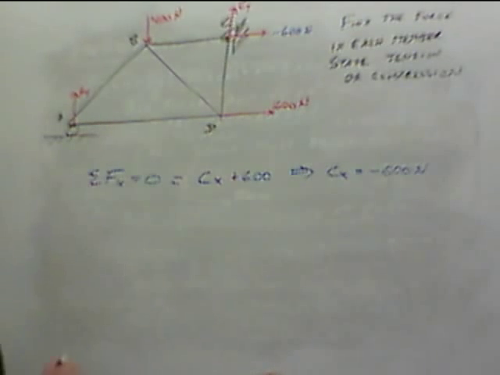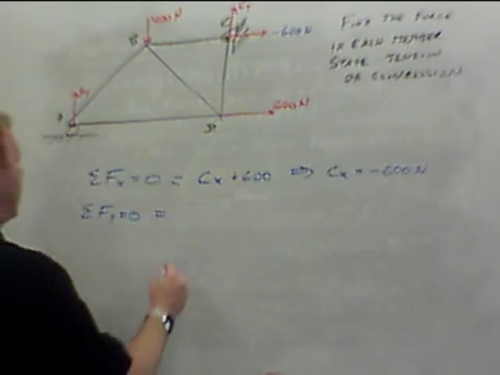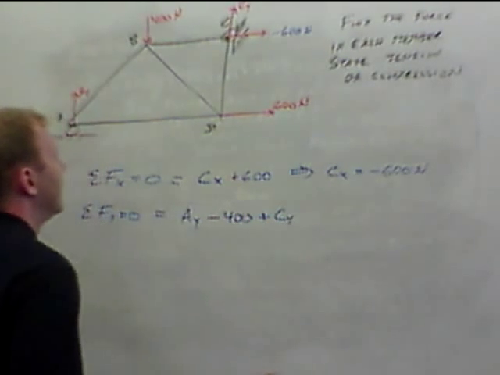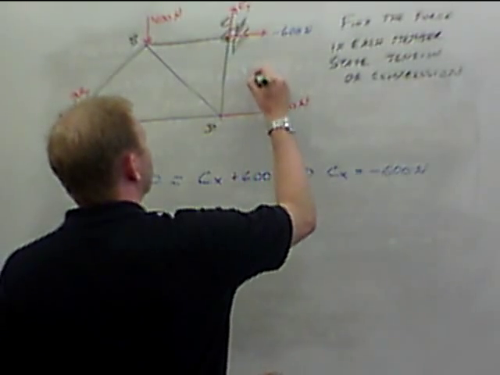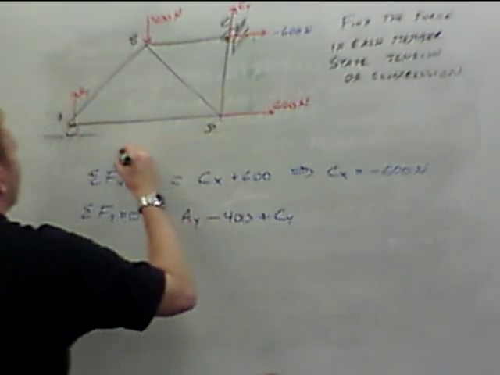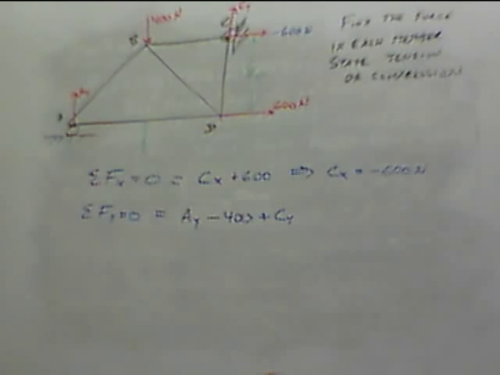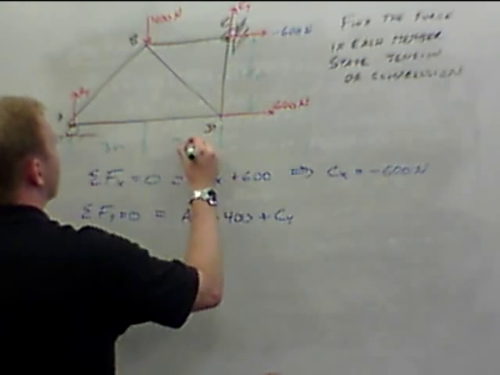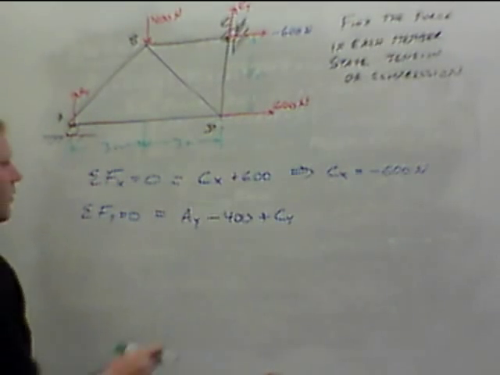We have summation of forces in the y: Ay minus 400 plus Cy. That's too many unknowns. One thing I haven't given you yet is the dimensions. The total height here is 4 meters. From A to B horizontally is 3 meters, and from B to D horizontally is also 3 meters. So we don't have enough to solve for this yet.